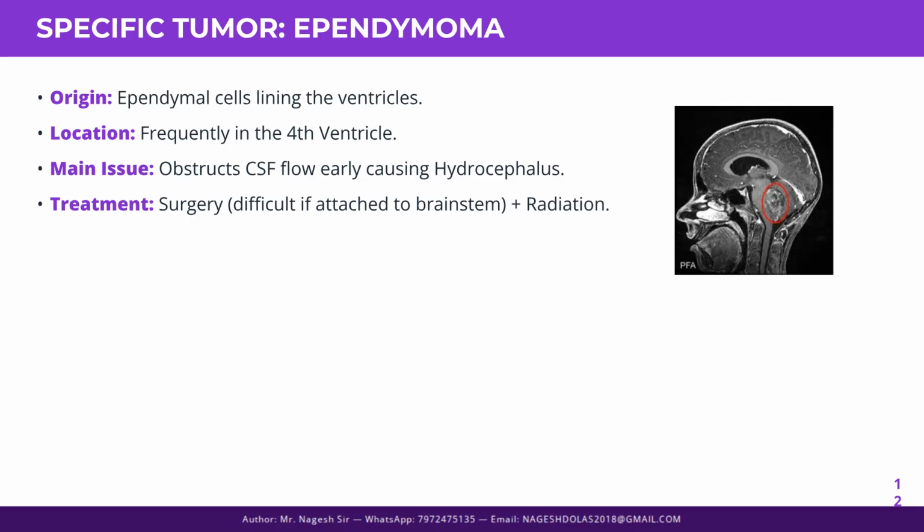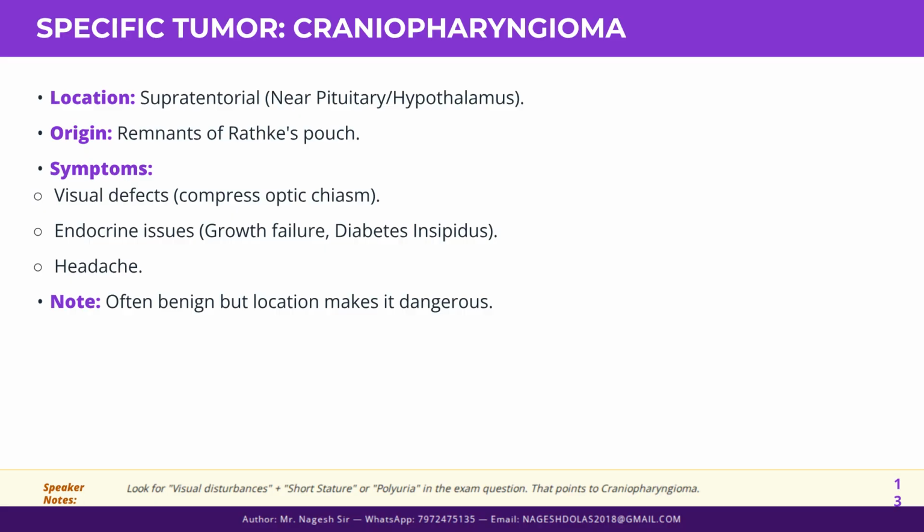Ependymoma originates from ependymal cells lining the ventricles, often in the fourth ventricle. The main issue is the obstruction of CSF flow, causing early hydrocephalus. Treatment involves surgery, which can be difficult if attached to the brainstem, and radiation.